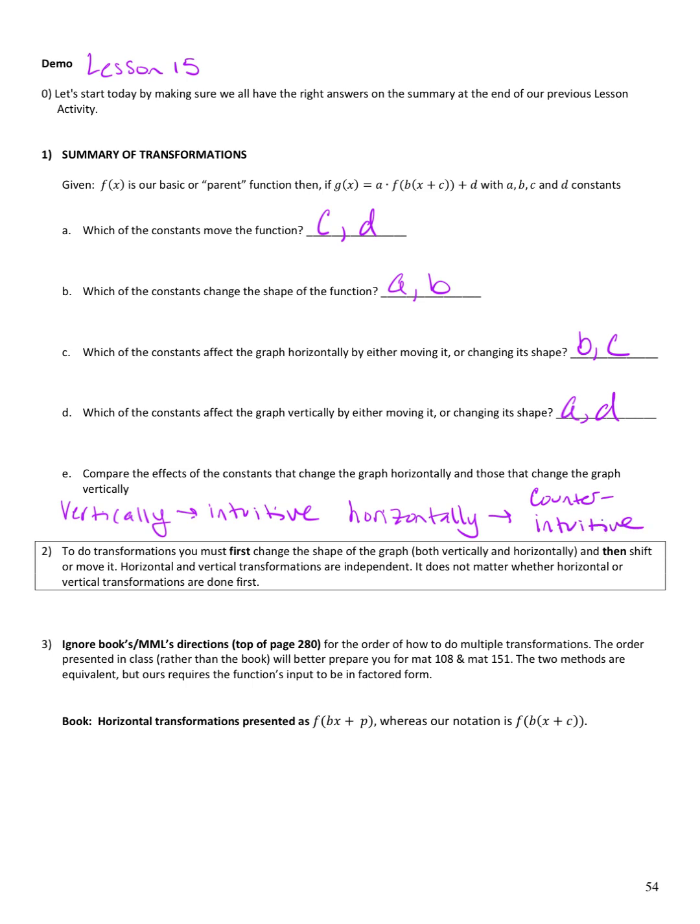To do multiple transformations, you first change the shape of the graph, both vertically and horizontally, and then you shift or move it around. Horizontal and vertical transformations are independent, so it doesn't matter whether you do horizontal or vertical transformations first. The only thing that matters is that you do the shape change first, then the shifting.